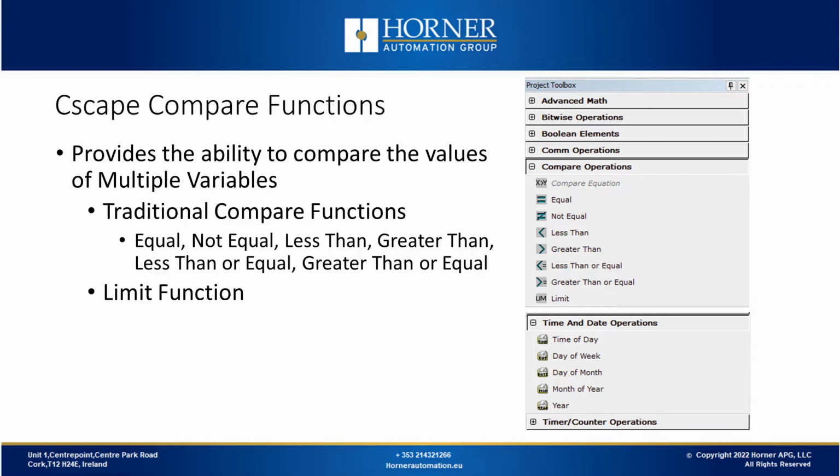So let's start with standard compare functions. Compare functions in Cscape, just like any other ladder editor, provide the ability to compare the values of multiple variables, or a variable against a constant. These are the traditional compare functions of equal, not equal, less than, greater than, etc. In addition to this function, under the compare group in the project toolbox, you've also got the limit function.